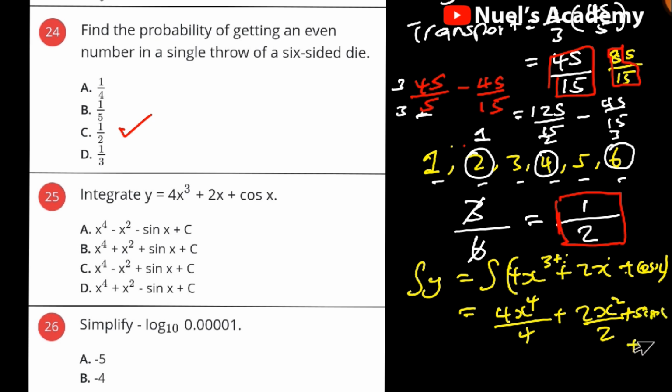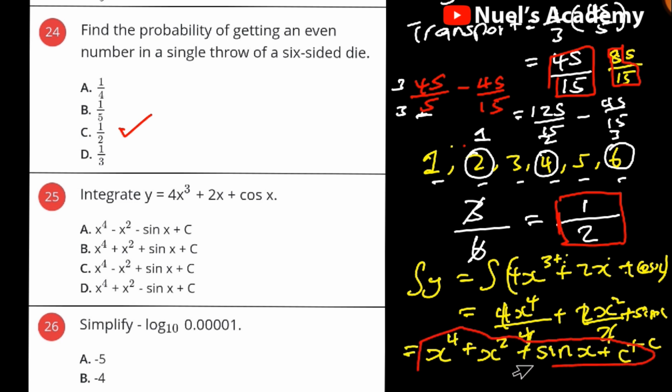Now you add some constants. So this 4 and this 4 will cancel. We'll be left with x raised to the power 4. Then plus, this 2 and this 2 will cancel. We have x squared. Then we have plus sin x plus c. So this is the answer to this question: x raised to the power 4 plus x squared plus sin x plus c. So if you look at this, you see that option B is the correct answer.